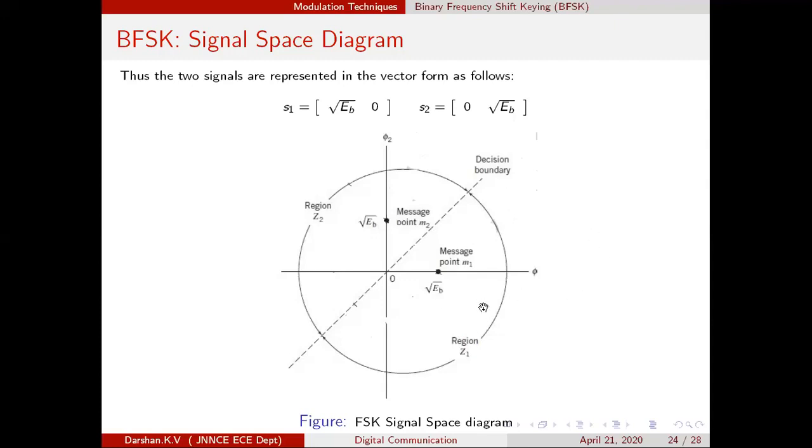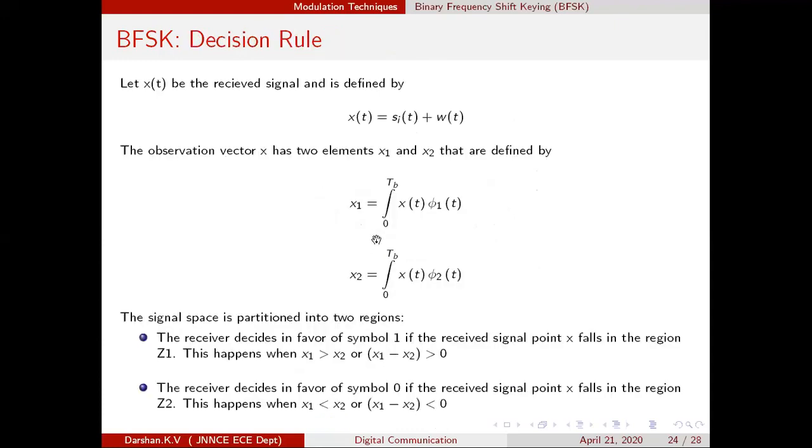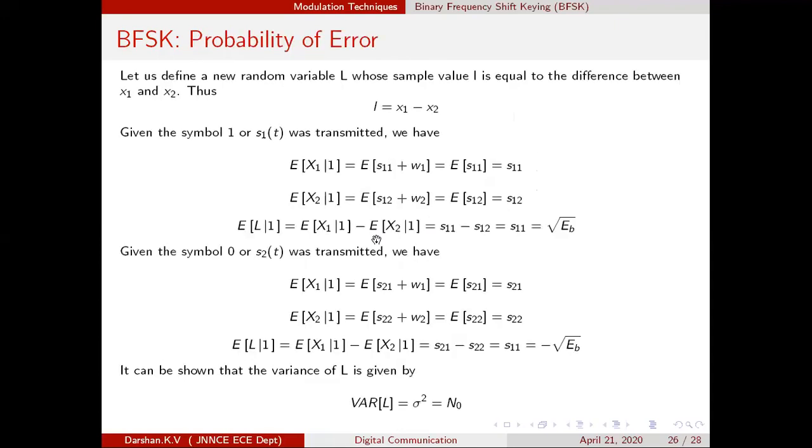If the signal falls in region 1, what will the receiver decide? It decides in favor of symbol 1 only. If the received signal point falls in the region Z2, then the receiver will decide in favor of symbol 0. With this knowledge, let us derive the probability of error.